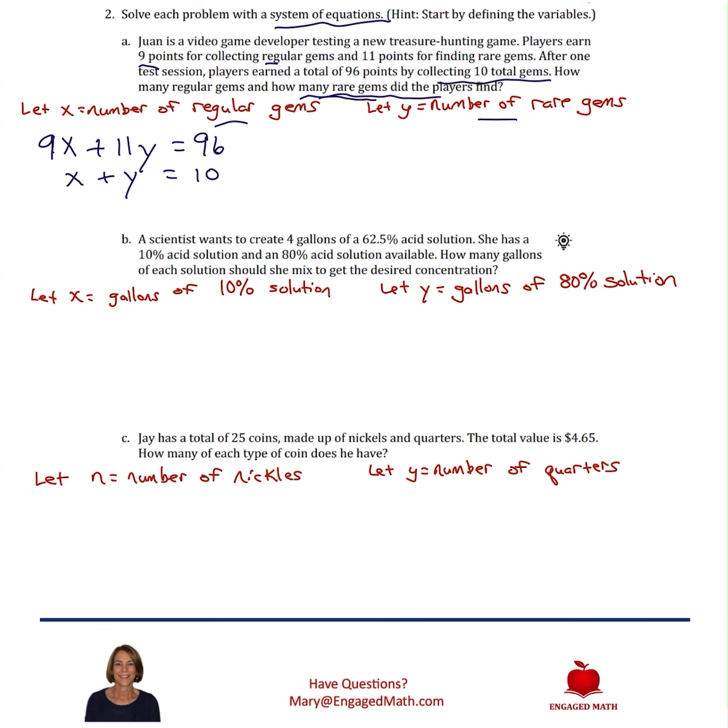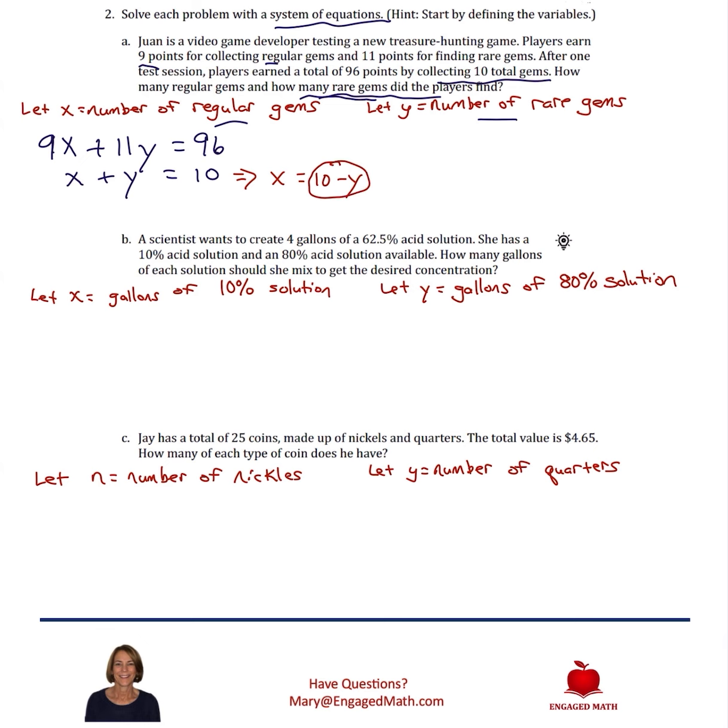Now, because we're solving by substitution in lesson 12, I'm going to get x by itself. You might decide to write it as y equals. Doesn't matter, you're going to get the same answer. But I'm going to rewrite that second equation as x equals 10 minus y. So basically, I have subtracted y from both sides.